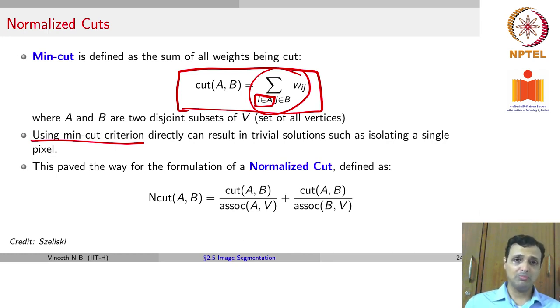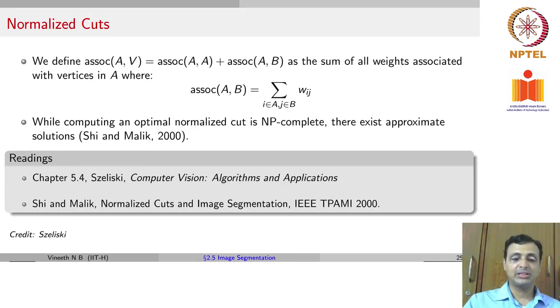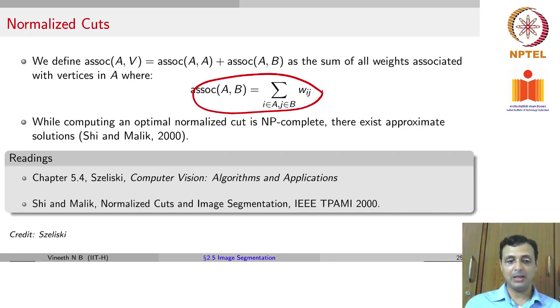How do you overcome this problem? This problem is overcome by a method called normalized cut, which improves the min cut problem. And the normalized cut is defined by cut of AB by association of AA plus cut of AB by association of BB. We'll see in a moment what they are. Association is defined again as the sum of all the weights in A and B, where association of AB is given by association of AA plus association of AB.